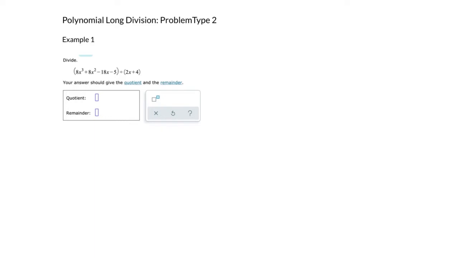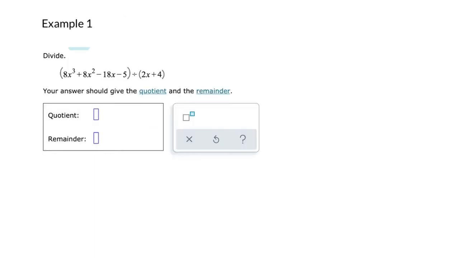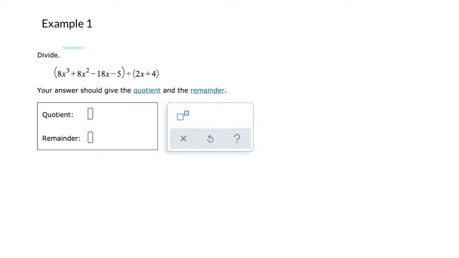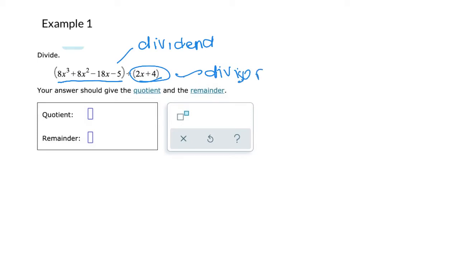So let's first go over some terminology. The first thing I want to talk about is 8x cubed plus 8x squared minus 18x minus 5. That is called our dividend. 2x plus 4, that's called our divisor. The answer that we'll get will be the quotient, and if there's a term left over, that's our remainder. Otherwise, the remainder will be 0.